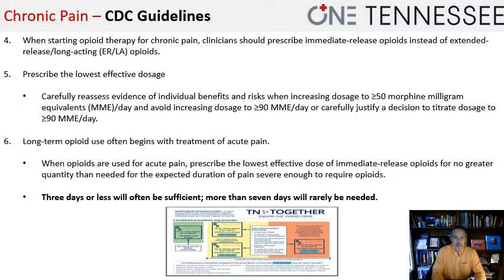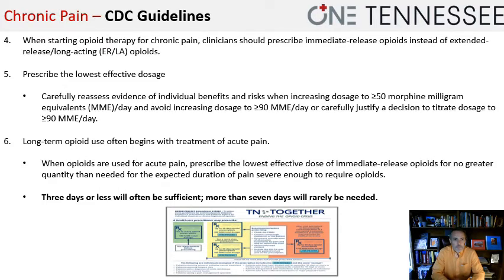So always start with immediate release first to appropriately and accurately gauge how many morphine milligram equivalents a patient needs in a day before switching to a long acting. You always want to start low and go slow. We do this with most other chronic diseases. Start with the lowest effective dose and titrate up as needed.